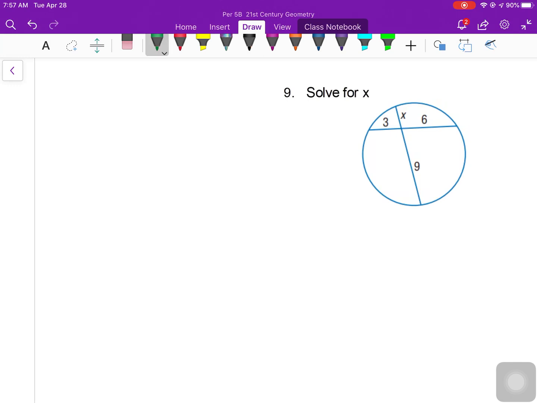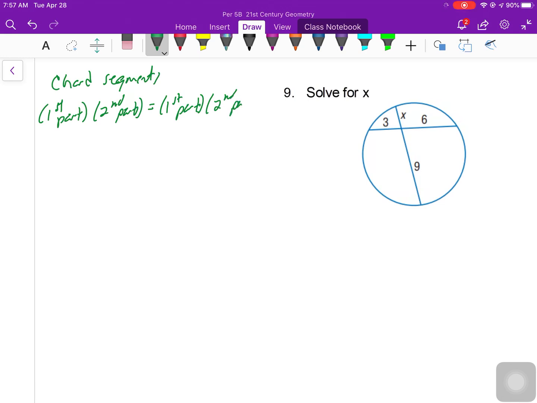Now we have a mixture of all the different types. So let's begin by identifying which type it is. This one is 2 chord segments. And to remind you, with chord segments, we take first part times second part equals first part times second part.